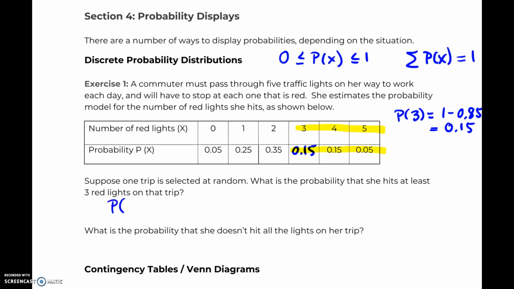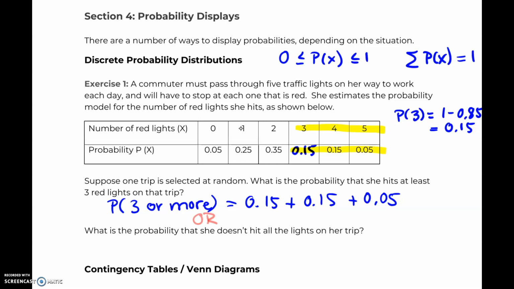One thing that's really important for this is to keep in mind that at least 3 means 3 or more versus more than 3. So you want to be very, very careful with these keywords. So I'm going to write this as 3 or more, which is the probability of 3, or 4, or 5. And by the way, we can see right away this is an or probability, which means we're going to add together, as we did over here.